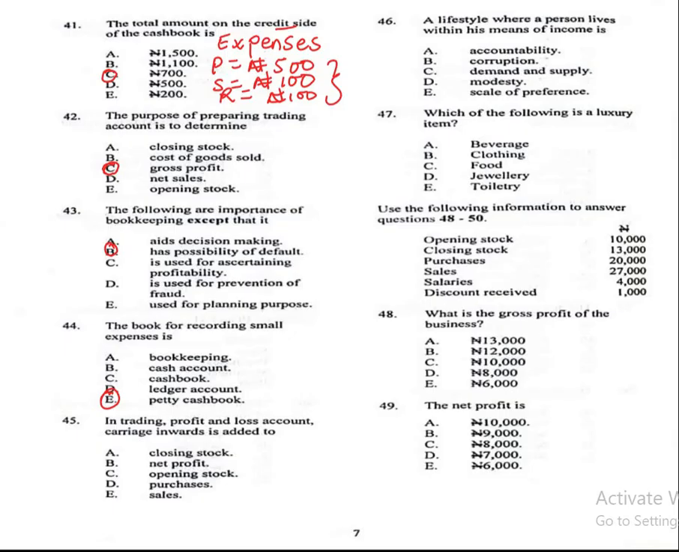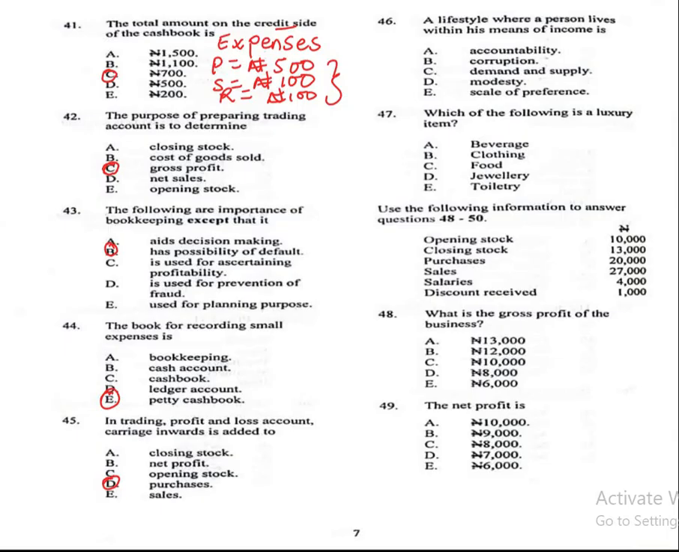Question 45. In trading, profit and loss account, carriage inward is added to A, closing stock, B, net profit, C, opening stock, D, purchases, E, sales. The correct answer for question 45 is D, purchases.